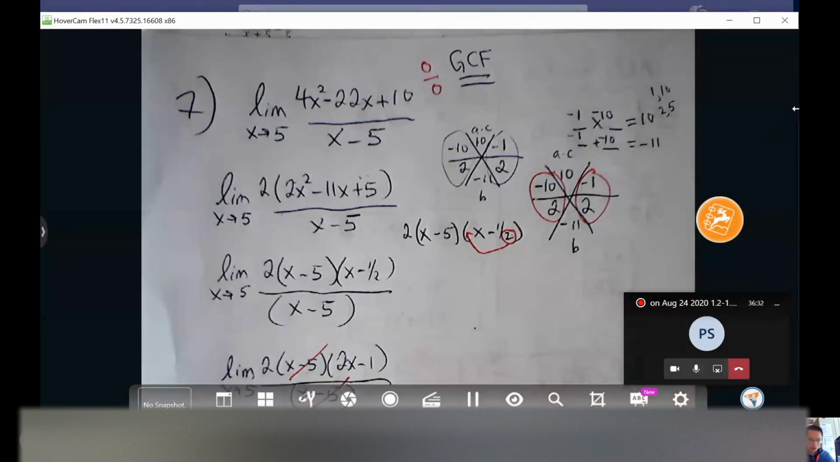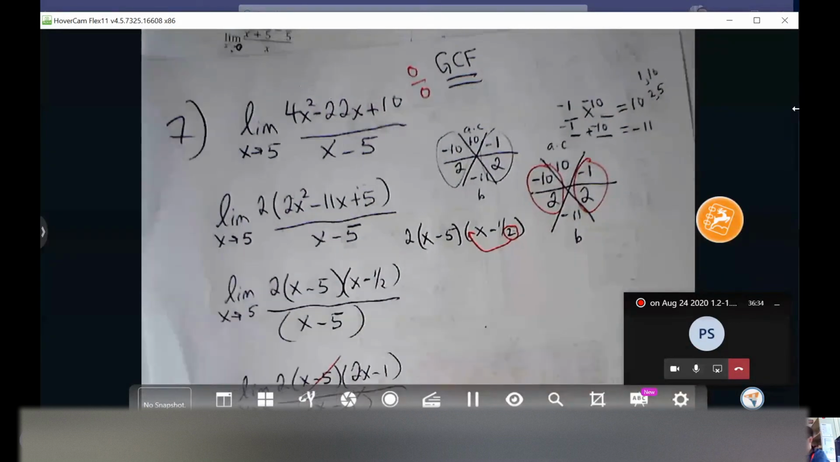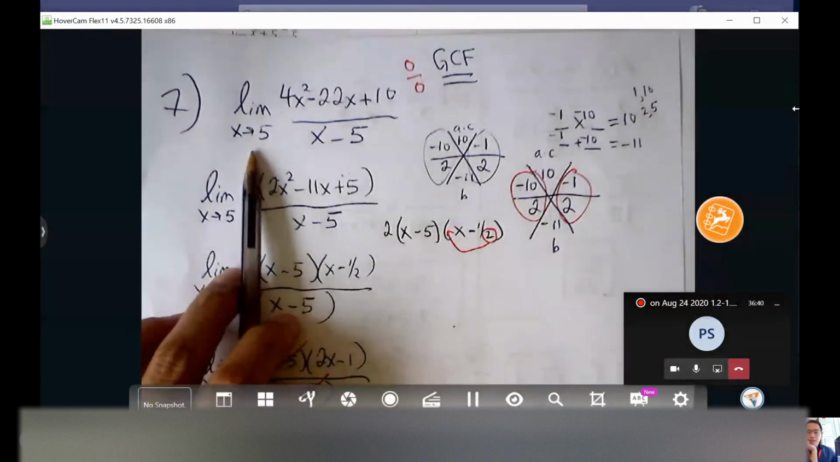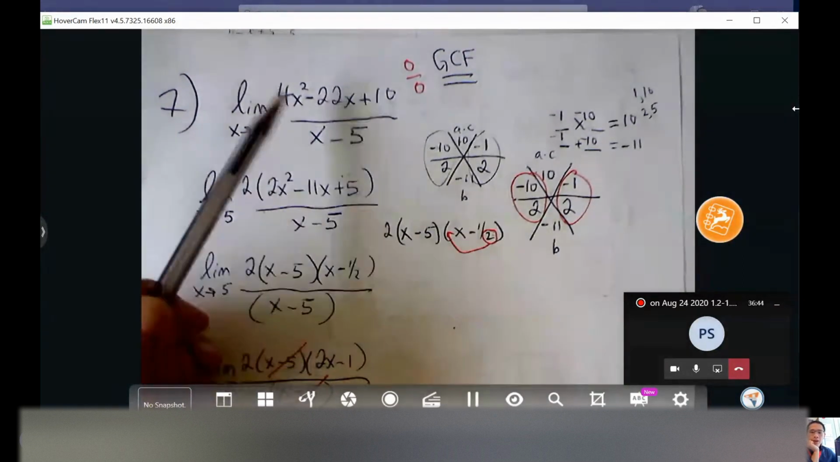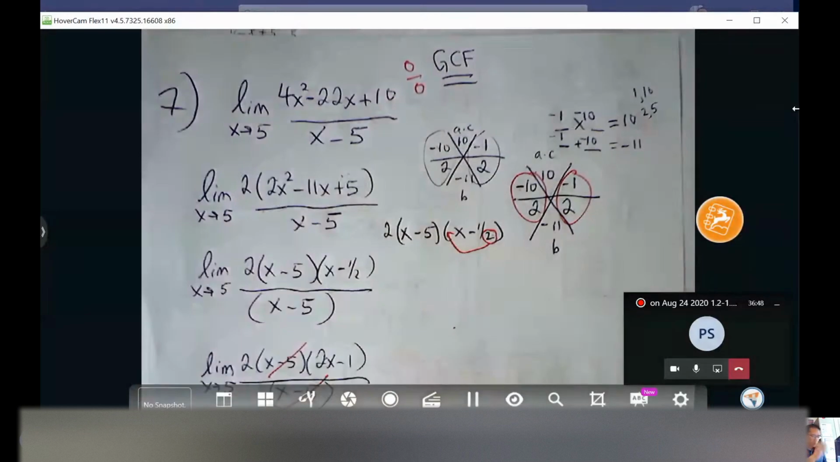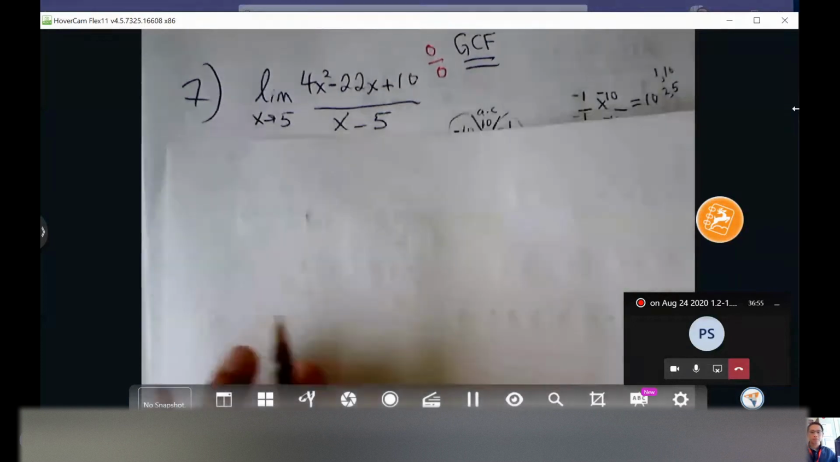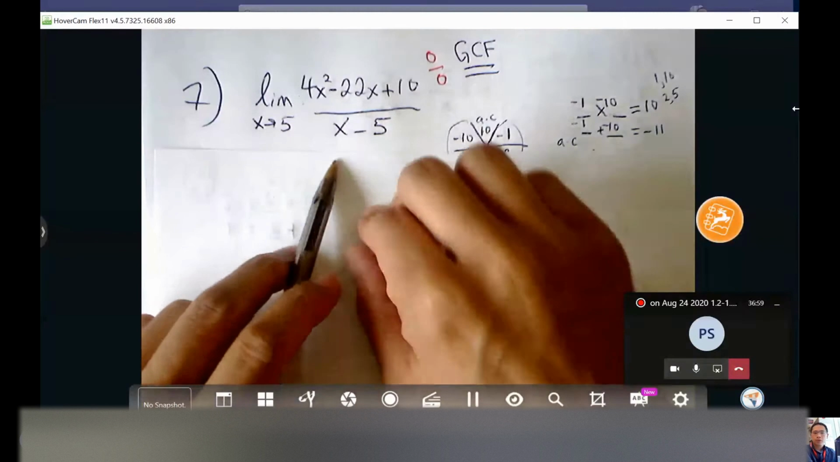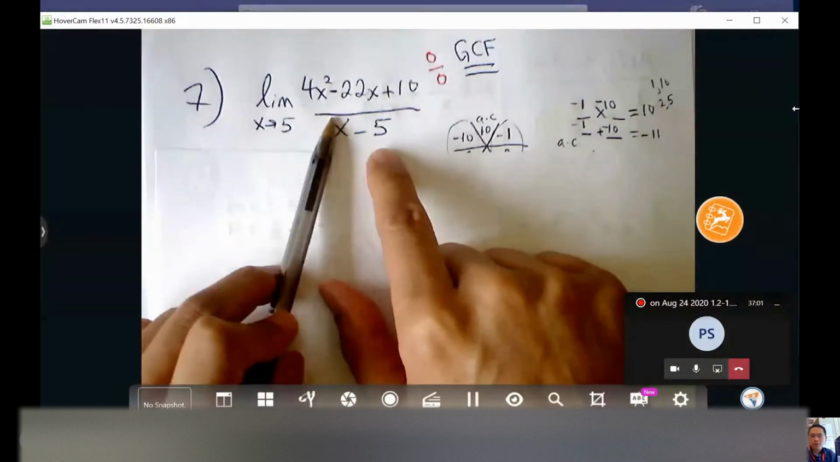So here's how we start with number 7. First thing we do is we have to see where we're at, right? Kind of gain some perspective as to how to move forward. So we plug 5 in for the x's, and we get 0 over 0. Let me start with a fresh sheet here. So once we confirm 0 over 0, we know this is going to be a factoring problem.